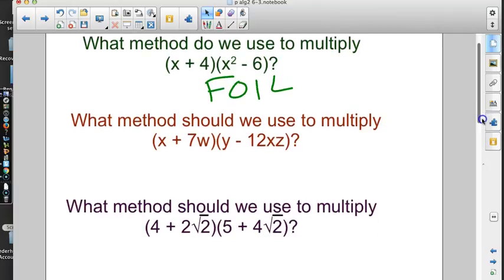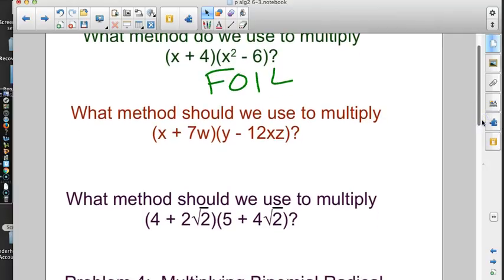How about the red one? If we have (x + 7w) times the quantity (y − 12xz), how do you do that? Looks really complicated. What do? You FOIL. Yeah, it's a binomial and it's a binomial. You FOIL. That's what you do.